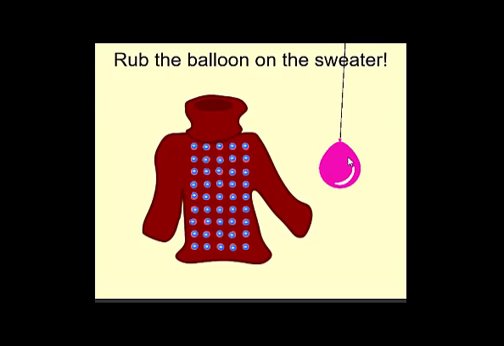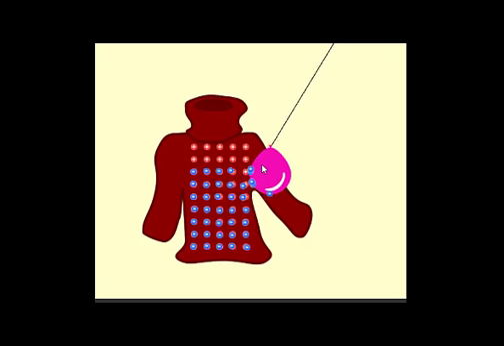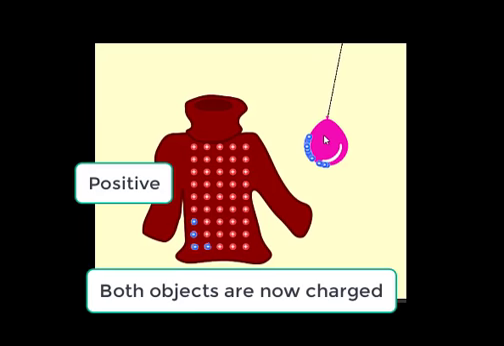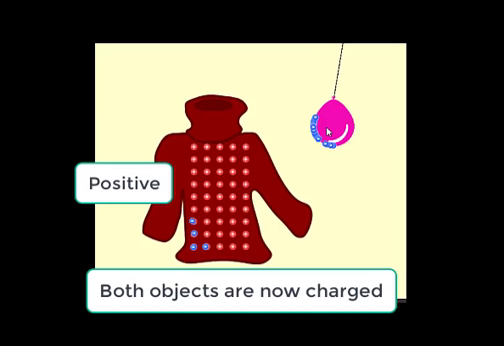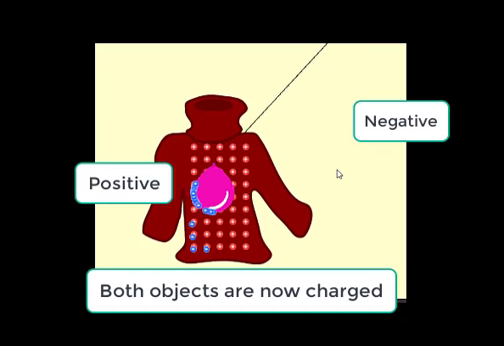So here's a balloon. It tends to have a high affinity for electrons. And this is a wool sweater which has a low affinity for electrons, so it tends to give up electrons. And as you rub the balloon on the sweater, you will see the electrons move from the sweater to the balloon. So the balloon is now charged. It has a net negative charge and the sweater has a net positive charge. And because the balloon is negative and the sweater is positive, they attract, as you can see.